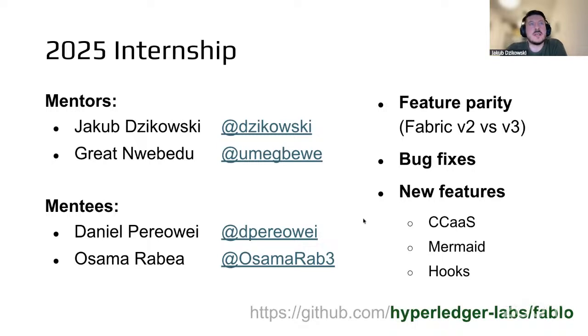My name is Jakub. I'm one of the mentors for this year's internship. There's also Greg, who is a mentor, and we have two mentees this year, Daniel from Nigeria and Osama from Egypt. And they are going to conduct the rest of this presentation. There will be some live demos as well, and maybe at the end of the intro, special thanks to Ronald, who is our host, who also contributed to Fablo. He implemented a sample for Fabric Gateway. So go guys, Daniel, please start.